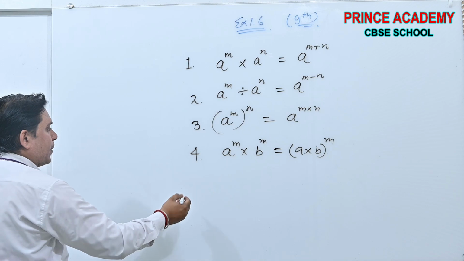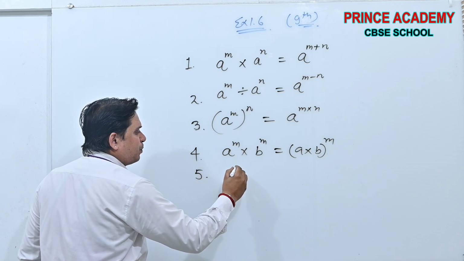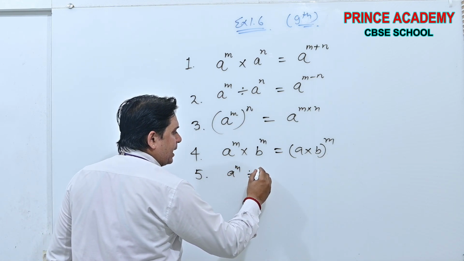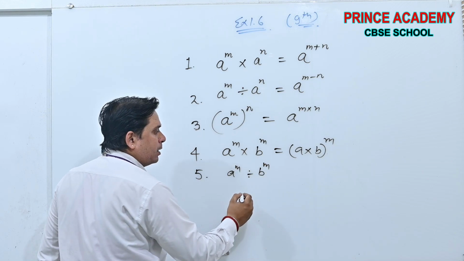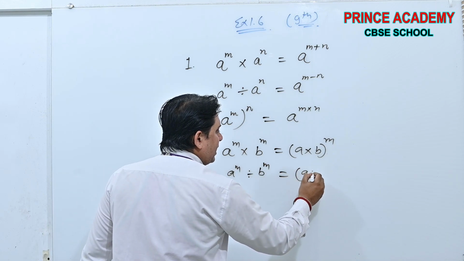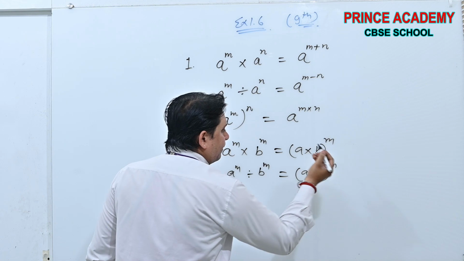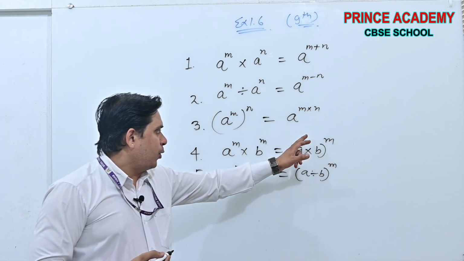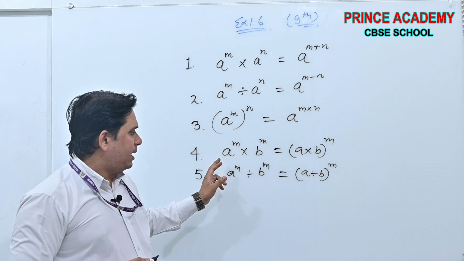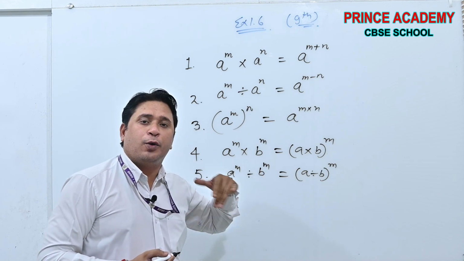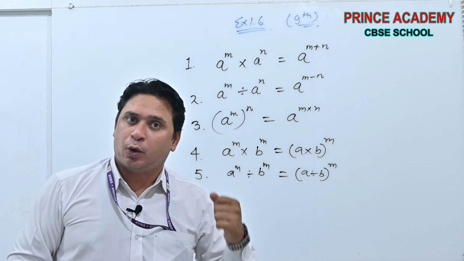In the same way, a raised to power m divided by b raised to power m. What does it mean? A divided by b whole power m. It can be used from here to there and from there to here, according to the condition asked in the question.